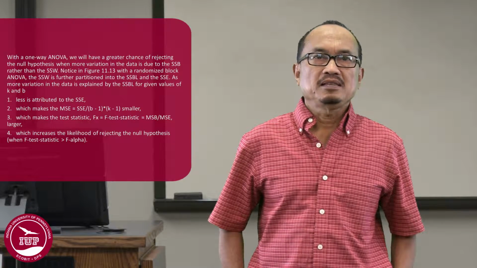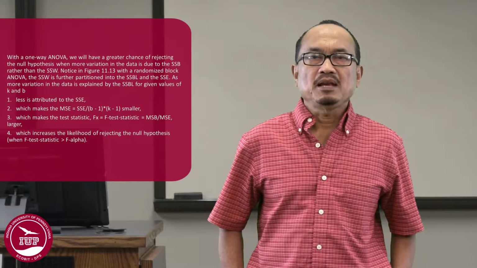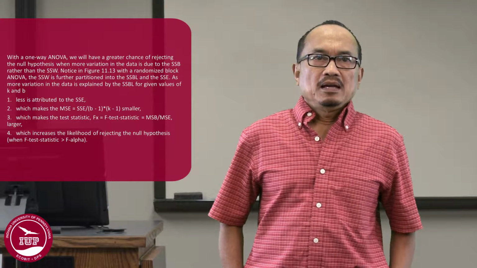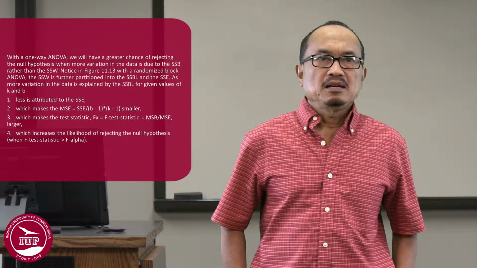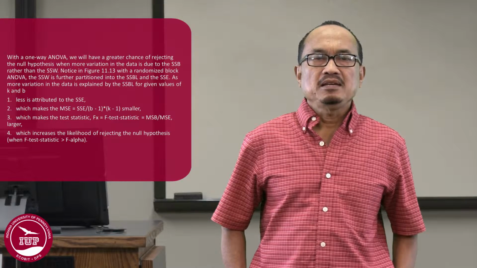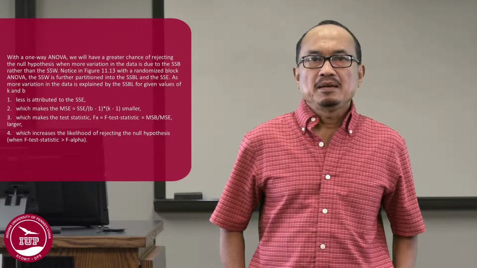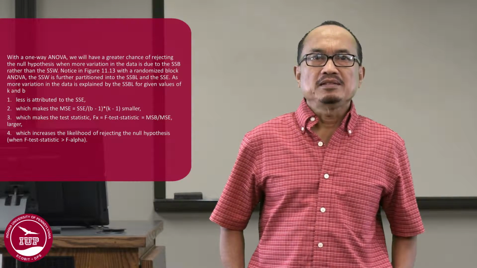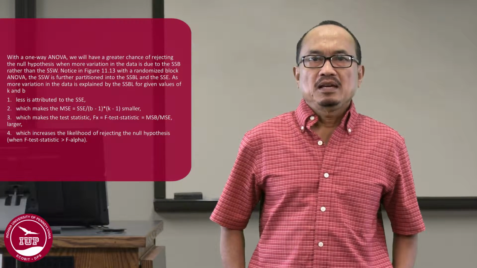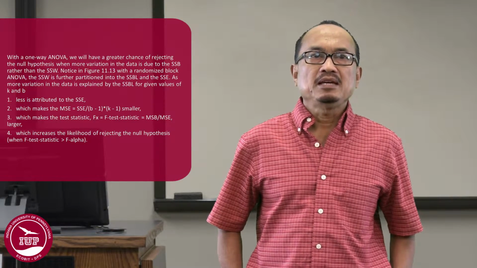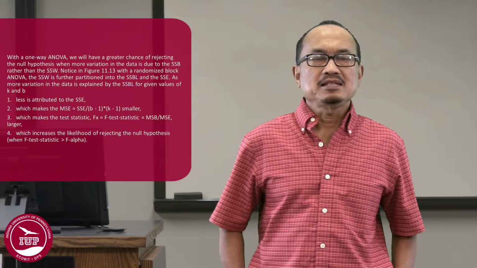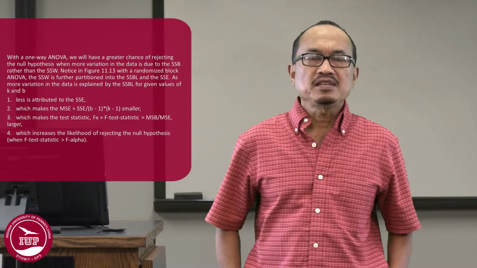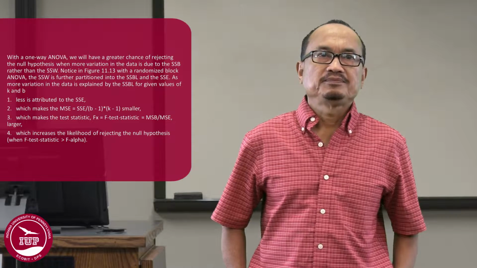A small variation in the data is explained by the SSBL for given values of K and B. So 1, less is attributed to the SSE. 2, which makes the MSE, equal to SSE divided by B minus 1 times K minus 1, smaller. 3, which makes the test statistic, F, equal to MSB divided by MSE, larger. 4, which increases the likelihood of rejecting the null hypothesis when the F statistic is greater than F alpha.